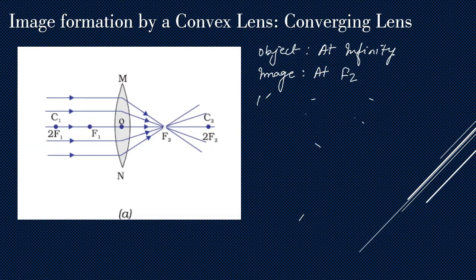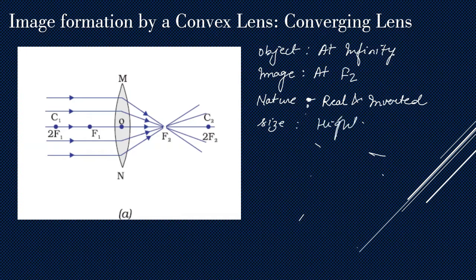What is the nature of the image? I had told you, as the image is formed on the other side of the lens, in case of lenses, real images are formed. So the nature of the image will be real and inverted. And size, as you can see, all the light rays are getting converged at one point. So size is highly diminished.